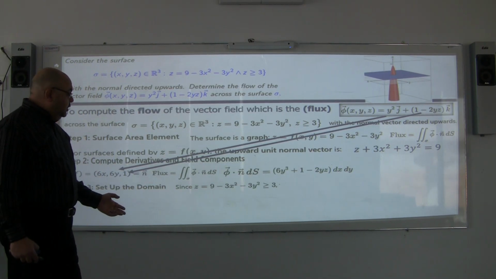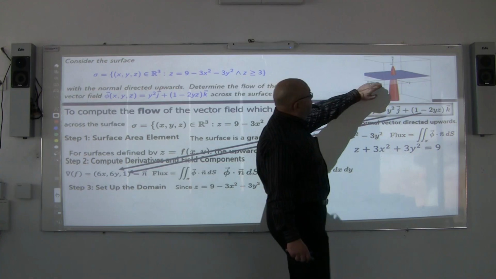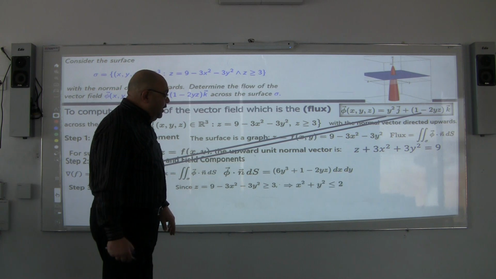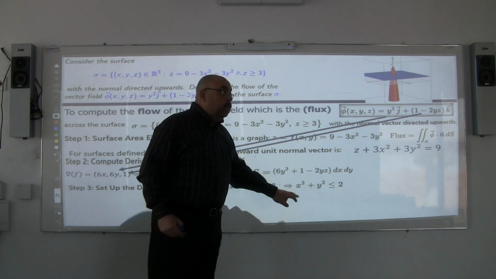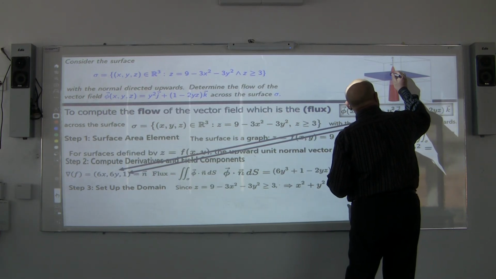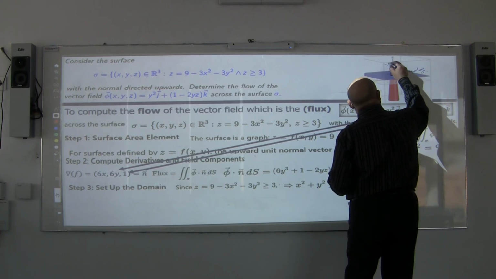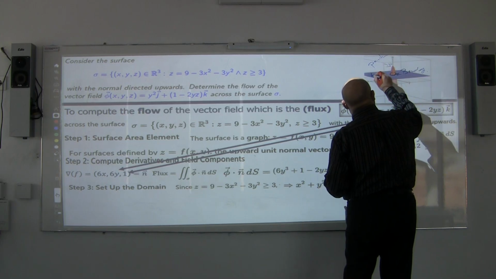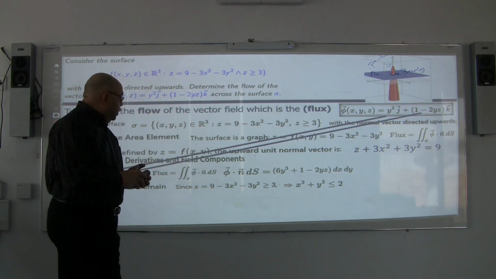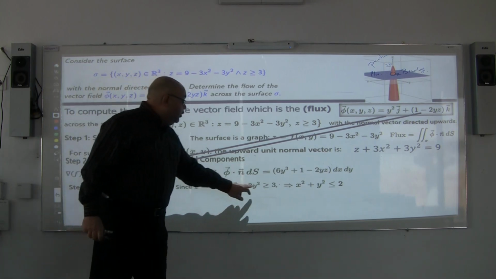The domain is already set. We have z equals 9 minus 3x squared minus 3y squared, and we need to evaluate above z equal to 3, so I will put it greater than or equal to 3. This will end up with a flat contour, which is the boundary of the intersection between our paraboloid and this plane. So it's very simple to grab. All I have to do is replace z by the equation of that plane, greater than or equal to 3.